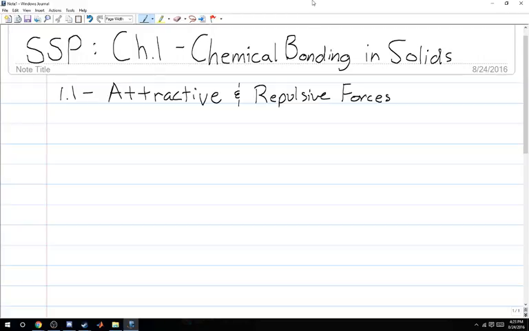So, again, this is Solid State Physics, Chapter 1: Chemical bonding in solids. It starts out with the forces, attractive and repulsive forces, between two molecules. And an important part of this is the interatomic potential.